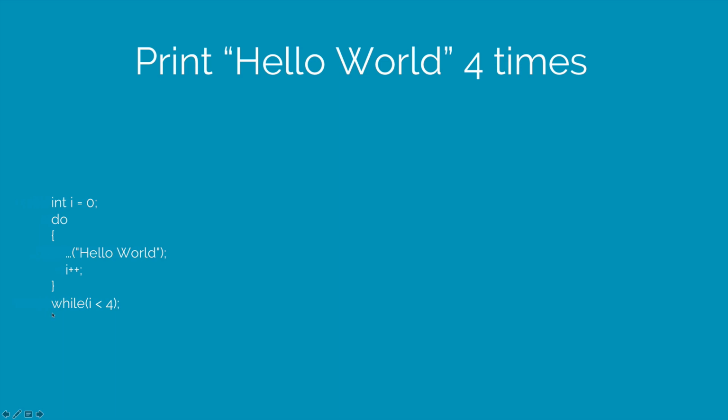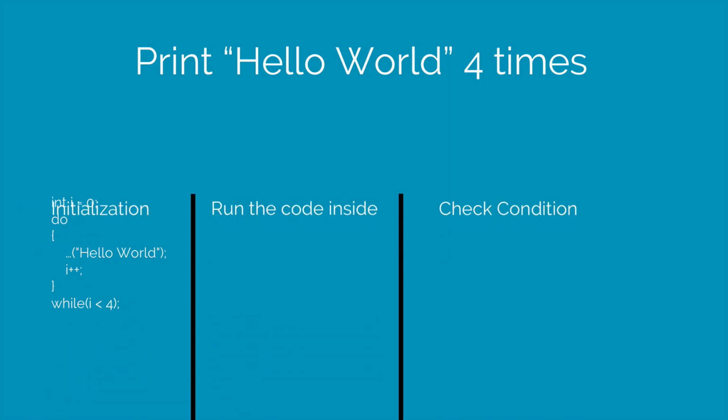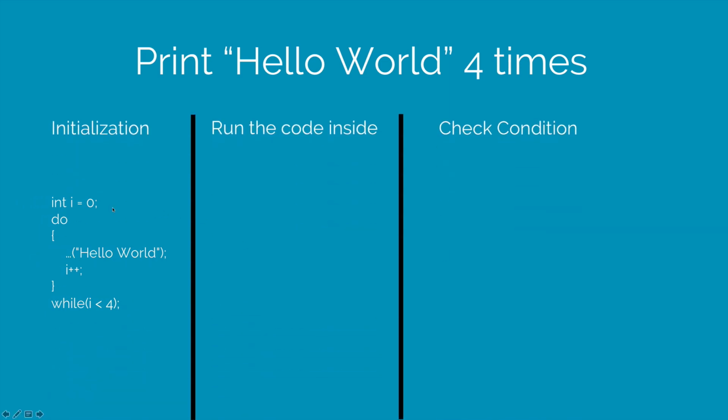And at the bottom, you write a while inside which you specify the condition. And very important that you put a semicolon at the end of the while. So let's take a look at how this is going to work. Initially, i is 0 as I have assigned it over there. Hello world will be executed and i will be incremented by 1.